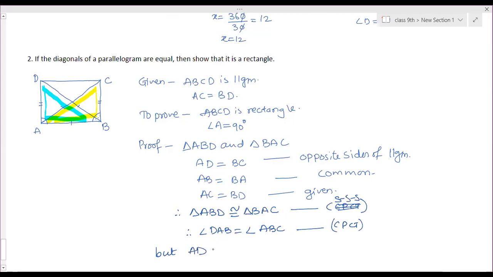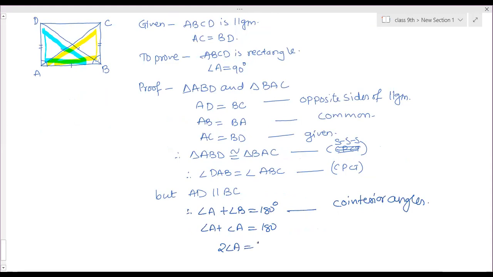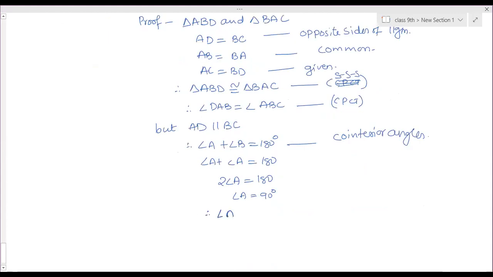But AD is parallel to BC. Therefore, angle A plus angle B is equal to 180 degrees, co-interior angles. Angle A plus angle A is equal to 180. Twice of angle A is equal to 180. Angle A is equal to 90. So therefore, angle A is equal to angle B is equal to angle C is equal to angle D is equal to 90. And therefore, ABCD is a rectangle. Clear? Yes, ma'am.